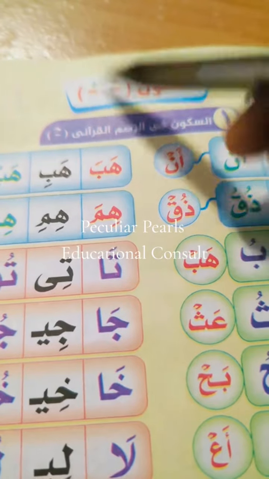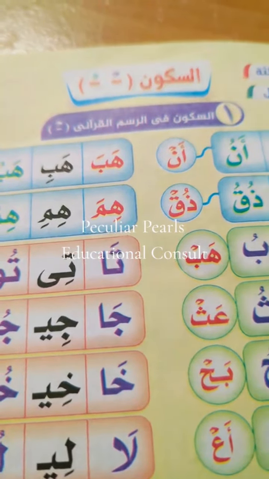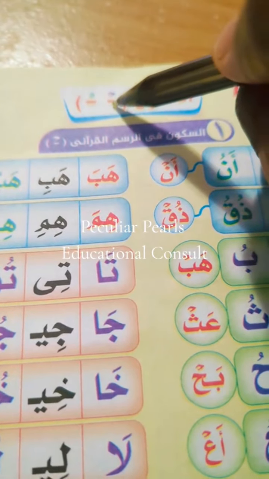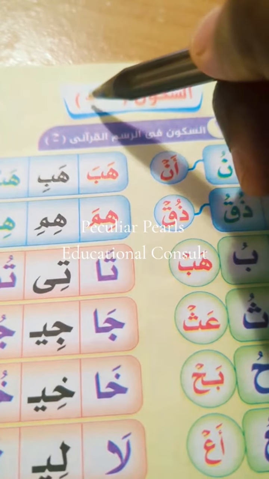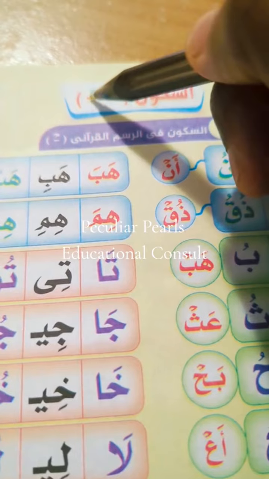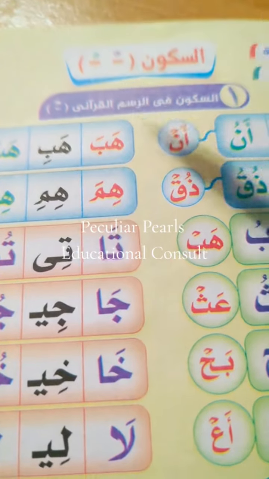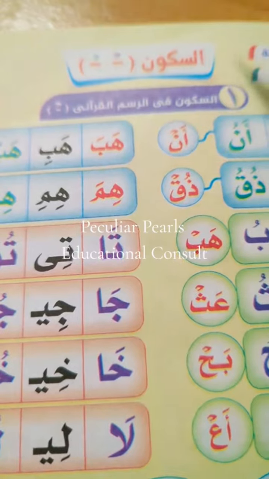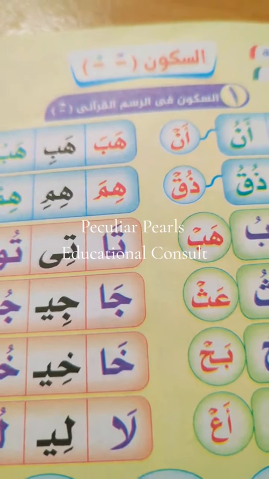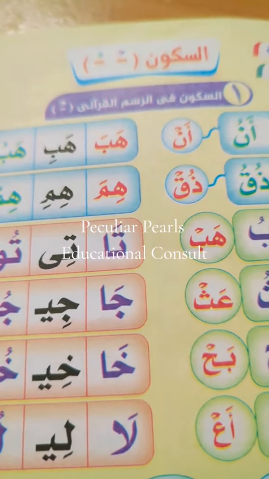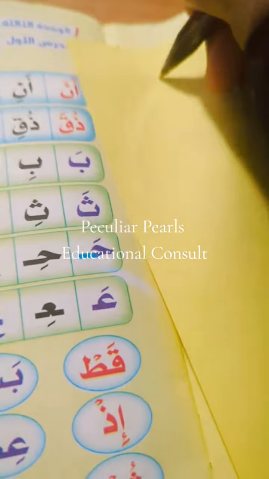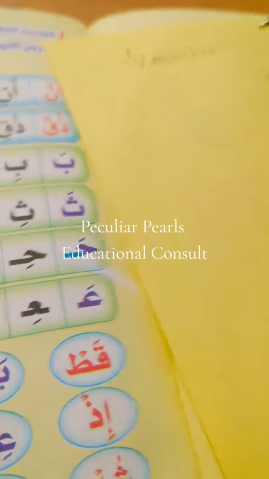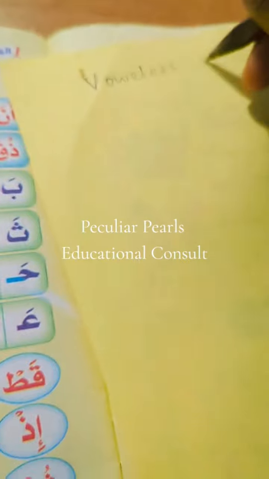This or this. So in the Quran, most times you see this. This is what you see in your Quran as Sukoon. And sometimes in other Arabic texts, you can come across this as Sukoon. So either way, these are both Sukoon. Okay? So what does Sukoon mean? Sukoon means a vowelless sound.